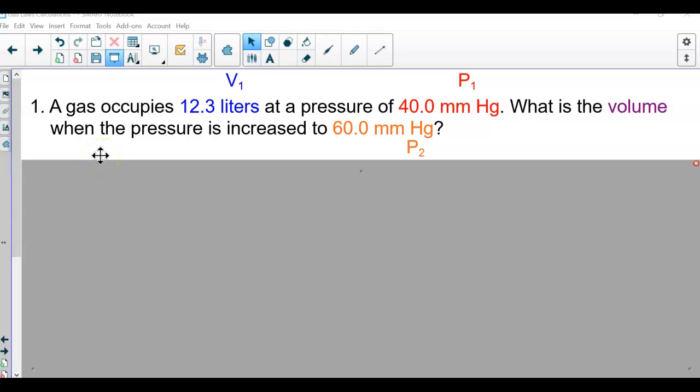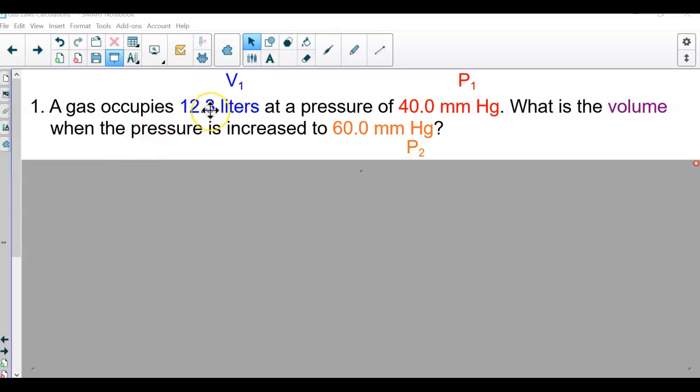Okay, number 1 says a gas occupies 12.3 liters at a pressure of 400 millimeters of mercury. What is the volume when the pressure is increased to 600 millimeters of mercury? So I see an increase in pressure, and we are going to look to see how that affects volume. Volume and pressure are inversely related, which means we should see them do opposite things. So pressure is increasing in this case, so we should see volume decrease.